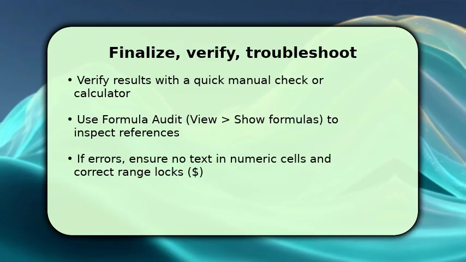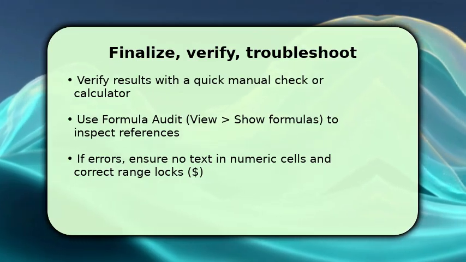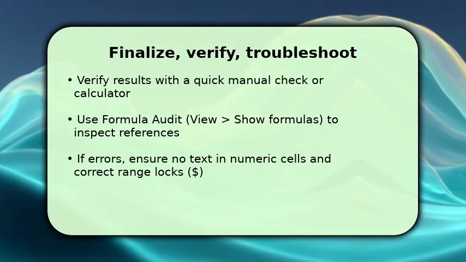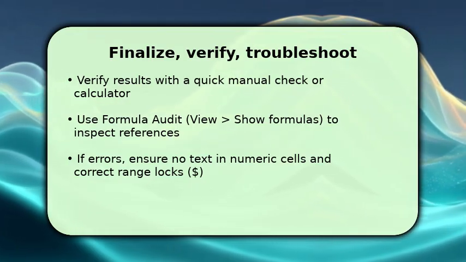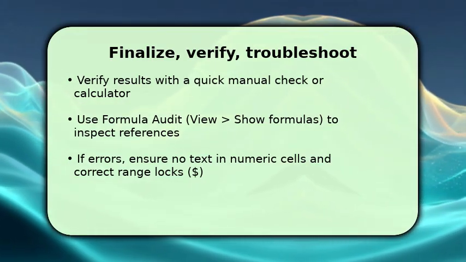If you get errors, inspect cells for text values or stray characters and convert formats to number. If problems persist, undo, correct the range, and reapply the SUM formula.